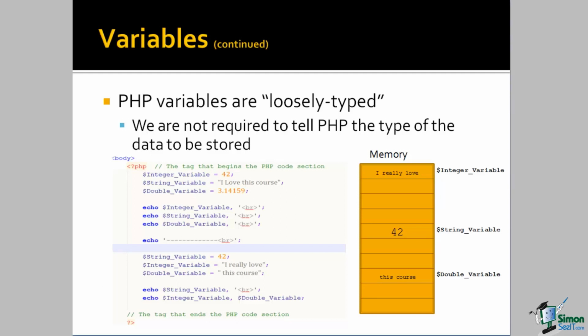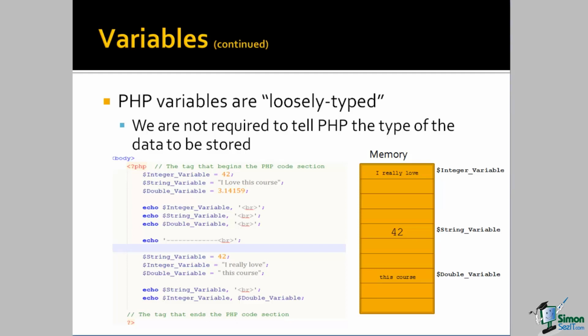But then down below in the second set of assignments, I put the number 42 in the memory location that was previously storing the string value. Then the integer variable memory location, which was used to store a number, is now storing a string. And the same thing with the double variable that was previously storing a decimal value, which is now storing a string value. I've done nothing but assign values to those memory locations.